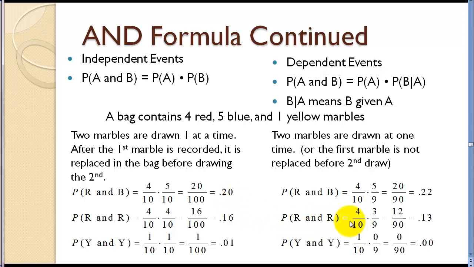Probability of a red followed by a red. Well, on the first draw, there are 4 reds out of 10. Now we're holding one of the reds, so there are 9 marbles in the bag, and there's only 3 red left. Again, we multiply those together. The probability of getting 2 yellows, you can probably understand, is going to be impossible, because on our first draw there's a 1 out of 10 chance, but now we assume success here, so we're holding a yellow marble. There's none left in the bag out of the 9 marbles, so we get 0/9, so we get 0 over 90 when we multiply, or a 0 probability.